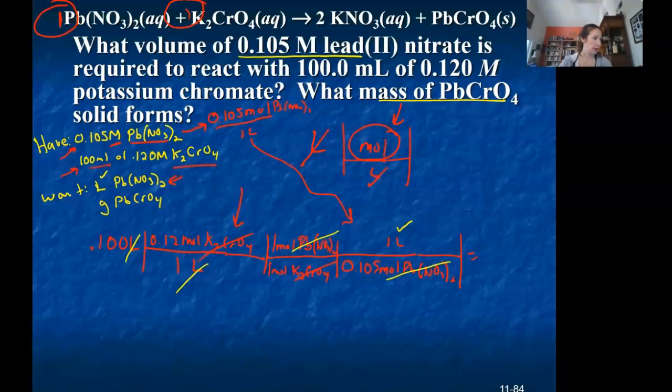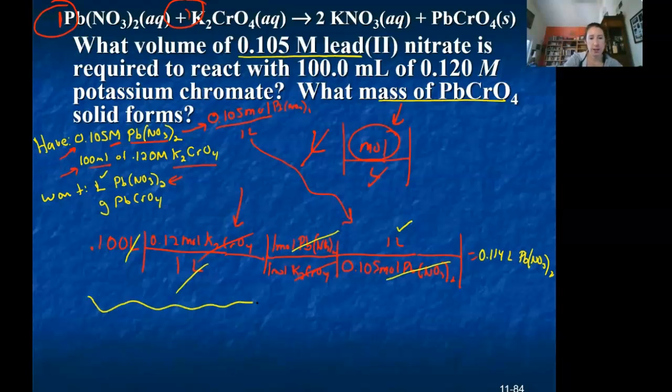So we put that in our calculator. I think I already have this, I solved this one earlier. We get 0.114 liters of Pb(NO3)2. I'm going to write that so you can see it smaller.